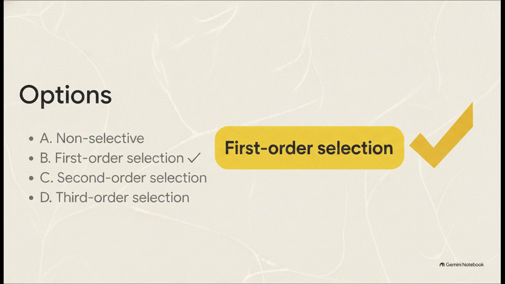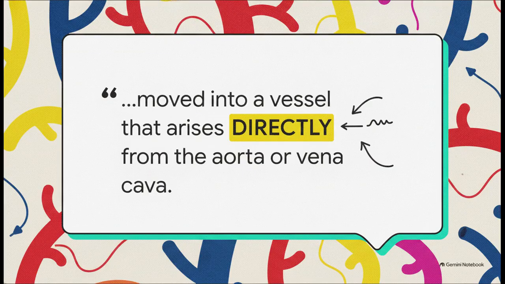Now, let's look at exactly why this is the case based on the medical rationale from our source material. Listen to this exact quote directly from the coding rationale. First-order selection means the catheter is moved into a vessel that arises directly from the aorta or vena cava. I want you to heavily emphasize that word directly in your mind. Literally highlight it in your brain. If the branch touches the aorta and the catheter goes straight into it without any intermediate detours whatsoever, you are dealing with a first-order selection.